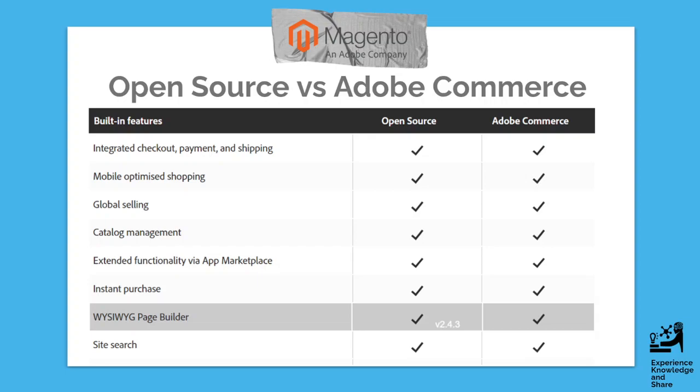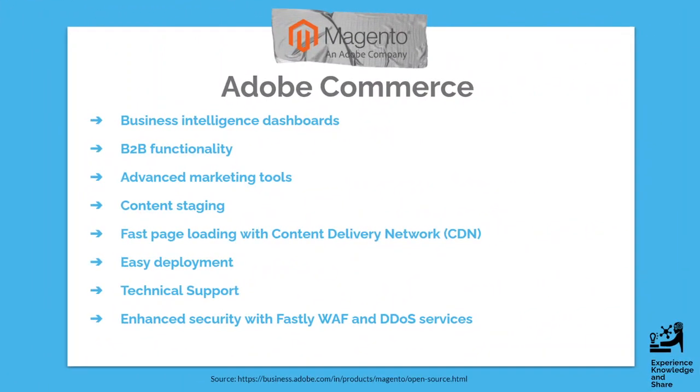Magento also provides instant purchase and then the site search. And as part of 2.4.3 for the open source, Magento now provides What You See Is What You Get Page Builder, drag and drop, built in. It was for Adobe Commerce only before the 2.3 releases, but now it has become part of open source as well. So a business person, non-technical or technical person, can use that and design their own website as per their business need.